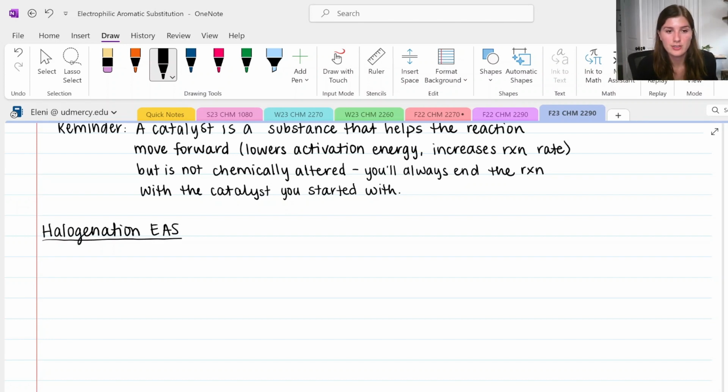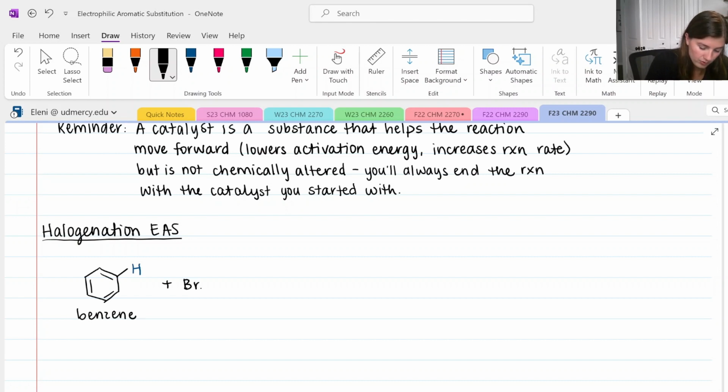In halogenation reactions, we are adding a halogen to an aromatic ring. So we can do this with bromine and with chlorine. For the general scheme and for the mechanism, we will do that with bromine, but it's analogous if you're adding chlorine. So we have our benzene ring.